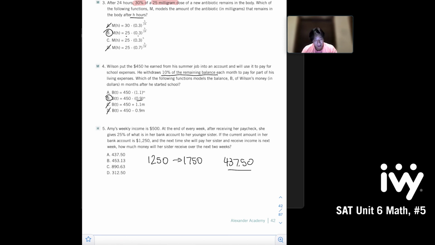Week 2, after we subtract this from $1,750, we're going to be left with $1,312.50. Now with the $500 paycheck she receives, she gets $1,812.50 in her bank account, meaning that 25% of that she'll give to her sister, which is $453.13. So this is what she gives her sister that second week. So now what she's going to give her sister is the sum of these two combined. So her sister's going to end up with a total of $890.63.